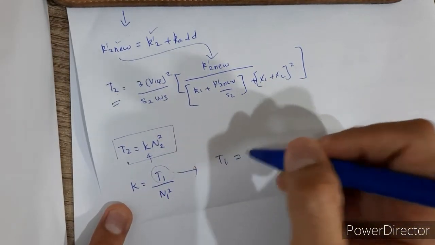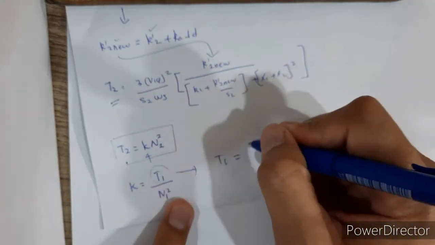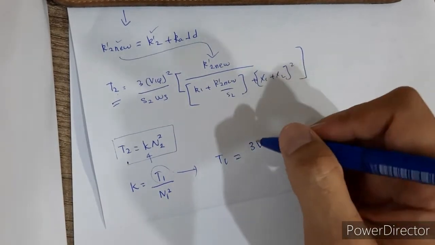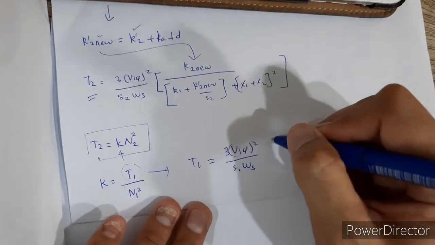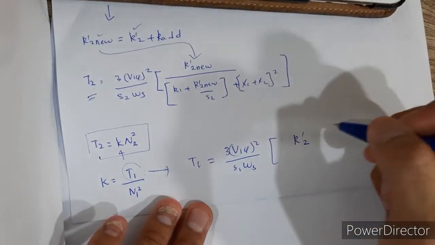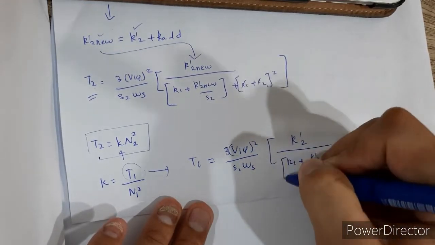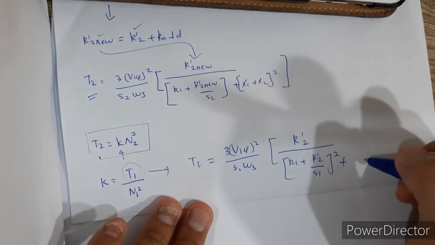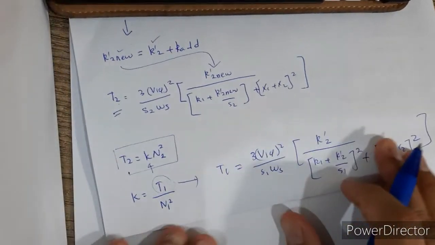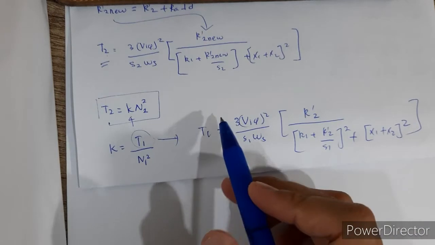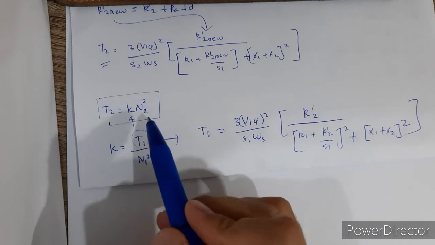So T1, the similar equation for this one, but the S is S1. T1 equals to 3 V phase squared over S1 omega S. This is R prime 2, so not R prime 2 new. So this one is R1 plus R prime 2 over S1 squared, plus X1 plus X2 squared. So if you get the T1, the torque at normal condition, you can determine K by using T equals to K N1 squared.